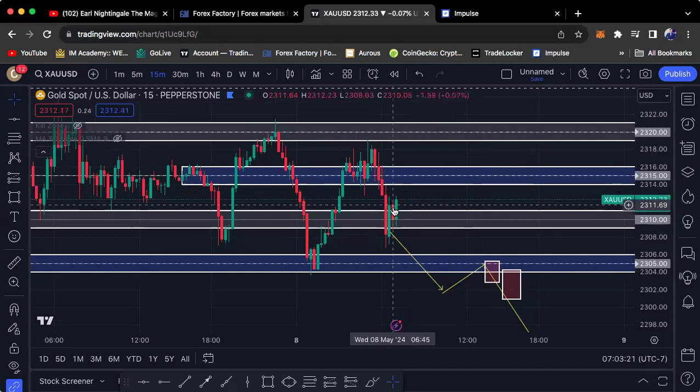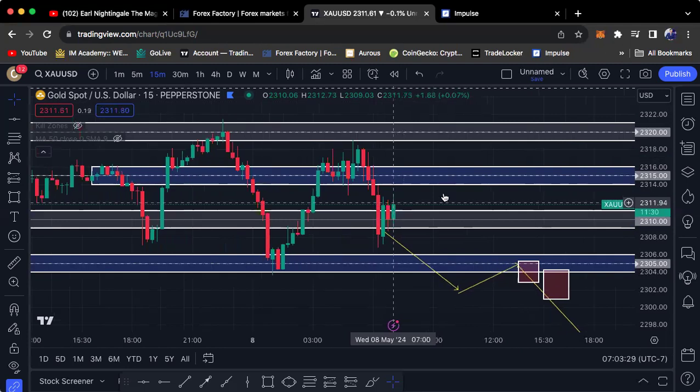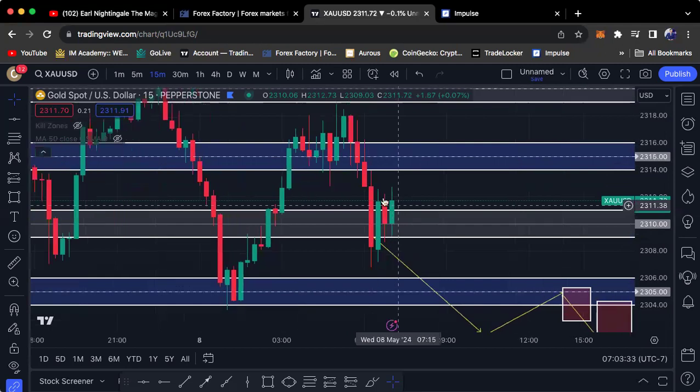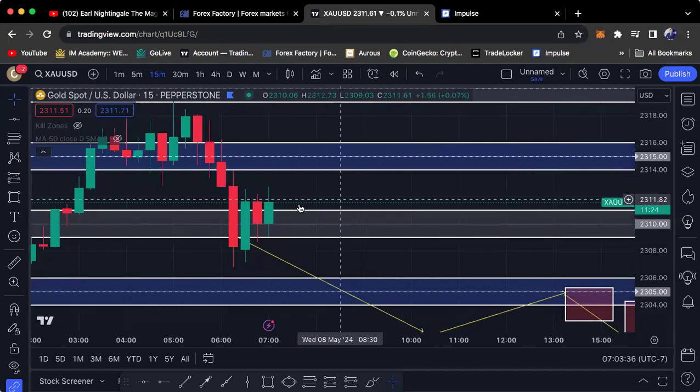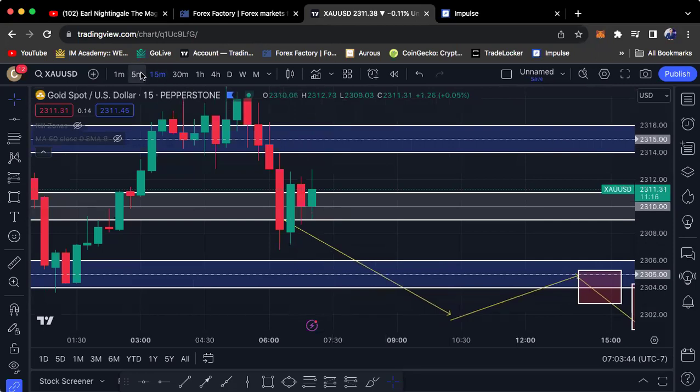You see how it opened up bullish? So I'm glad I didn't take the sell because, guess what? I would have been in drawdown. You see that? If I were to enter this trade right now for a sell, I would have been in drawdown. That's how you want to wait.